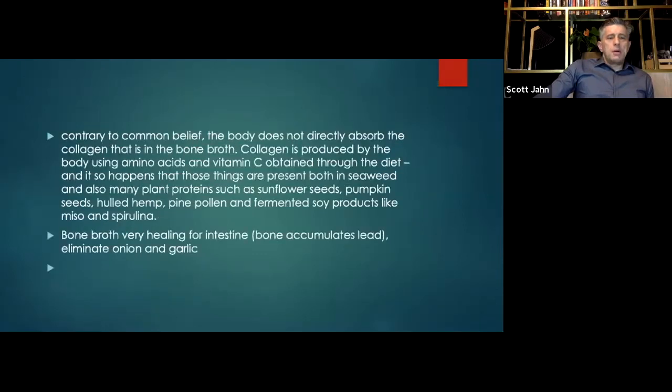So contrary to common belief, the body doesn't directly absorb the collagen that's in the bone broth. The collagen is produced by the body using the amino acids and vitamin C from the diet. And it so happens that those things are present in both seaweed and many plant proteins, such as sunflower seeds, pumpkin seeds, whole hemp, pine pollen, and fermented soy products like miso and spirulina. All right, so that's what we're doing. We're trying to increase the collagen and repair our gut.